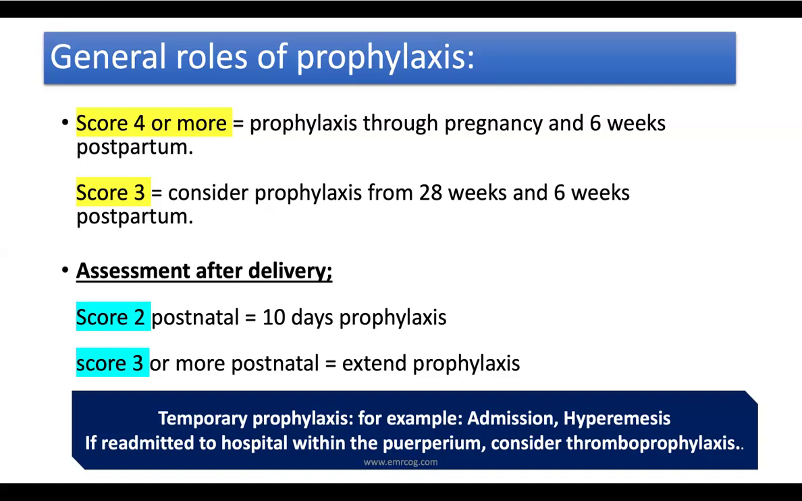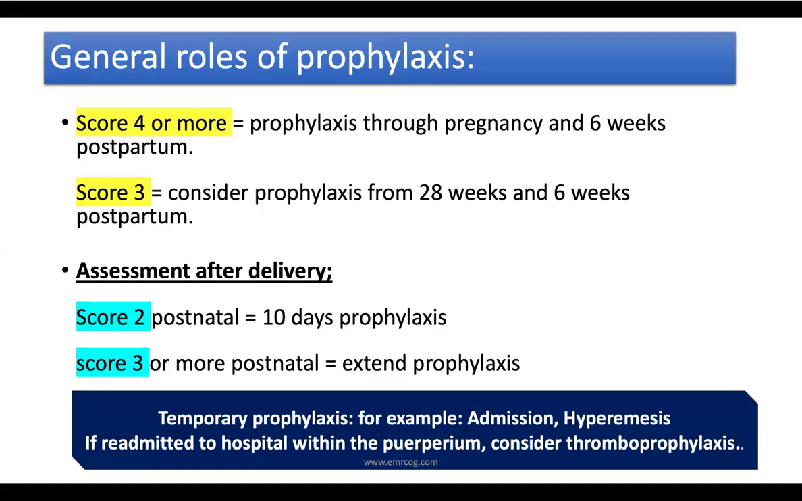The assessment after delivery, what is the rule? If you have a score of 2, and this applies to a woman who was not taking any low molecular weight heparin during her pregnancy, for example a woman who had a low-risk pregnancy, after the delivery you have to do the VTE risk assessment again, and you advise her whether or not she should receive low molecular weight heparin, or whether it is enough to give her advice of mobilization and avoiding dehydration. If the score is more than 3 in the post-delivery period, then you will consider extending the prophylaxis.